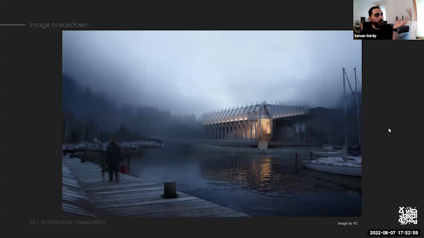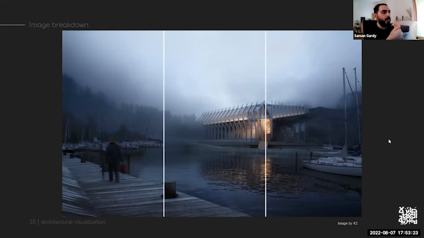From this image, we have another image from K2 Studio. As soon as I open this image, you as a viewer, your eyes go immediately to this point of the image. Why? Because of a couple of reasons. First, that point of interest was placed at 1/3 of the image. It's the rule of thirds.